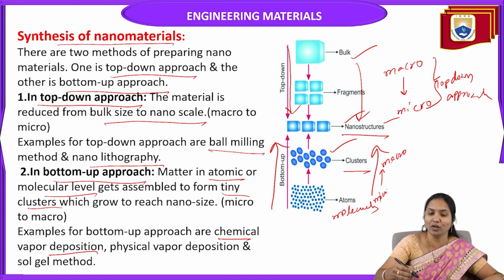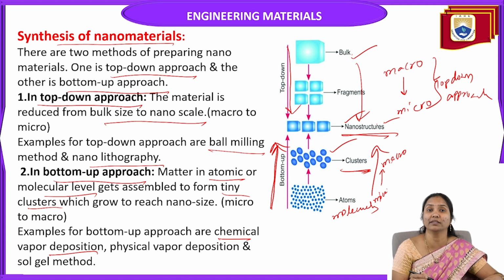So in this top-down approach, bulk materials to nanoparticles, that means macro to micro. This includes the ball milling method and nanolithography. And the second technique is the bottom-up approach. In this case, matter in atoms or molecule levels gets assembled to form tiny clusters. It grows into nano size. This method is called the bottom-up approach.